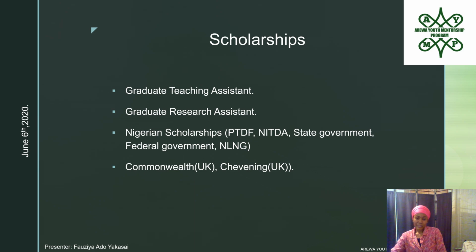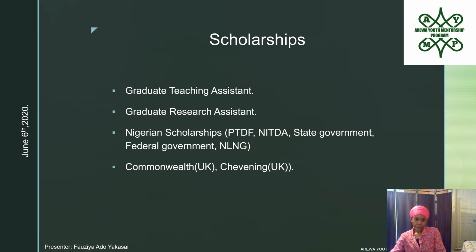Then we have the graduate research assistant. In this case, a professor will have a grant, and then he will hire you to work on his research or in his lab, and then you have a tuition waiver, insurance, and also a stipend.